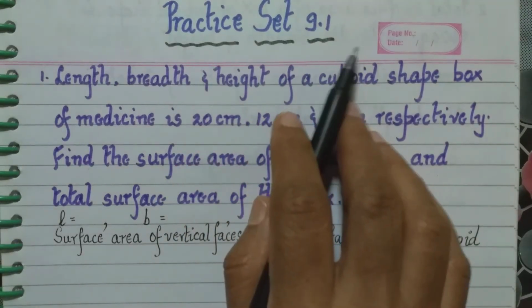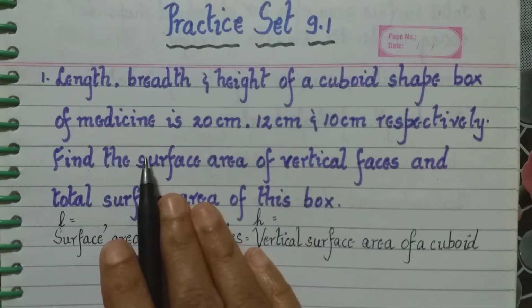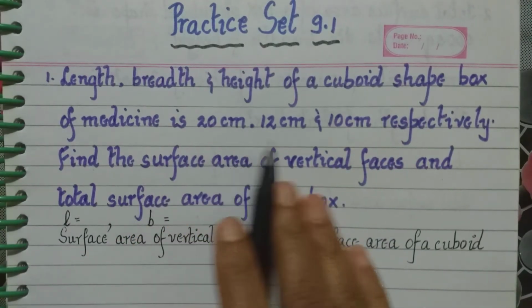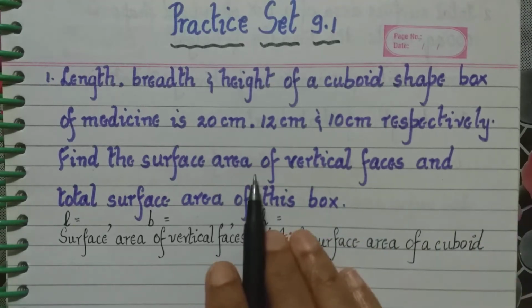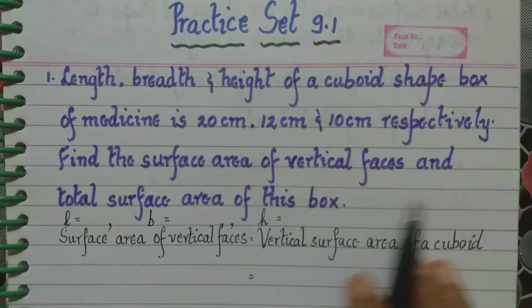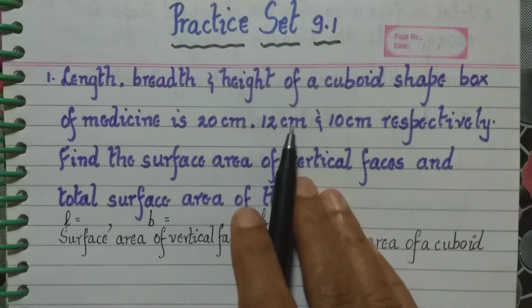Practice set 9.1, question 1. The length, breadth and height of a cuboid shaped box of medicine is 20 centimeter, 12 centimeter and 10 centimeter respectively. Find the surface area of the vertical faces and the total surface area of the box. First we'll write down what is given.